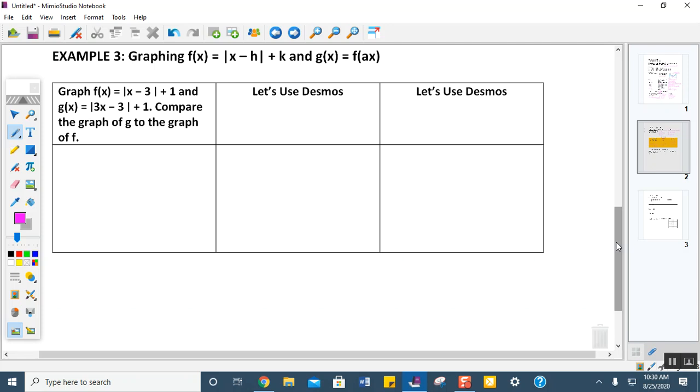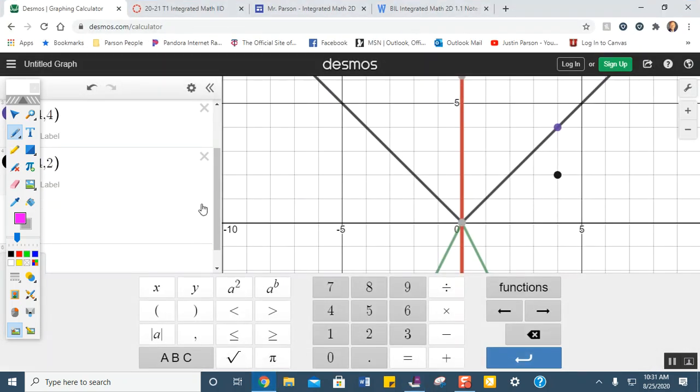Okay, let's go ahead and do what they're implying here in example 3. We're going to graph the functions f of x equal absolute value of x minus h plus k, and g of x equals f of ax. Okay? So we want to graph the two functions. So let me get into decimals and do this. The first one is the absolute value of x minus 3. That minus 3 is going to take the parent function and move it right 3 and up 1 with the plus 1. So we're going to use decimals for this and compare the graphs and see what happens. Okay, so let's go. Clean these up.